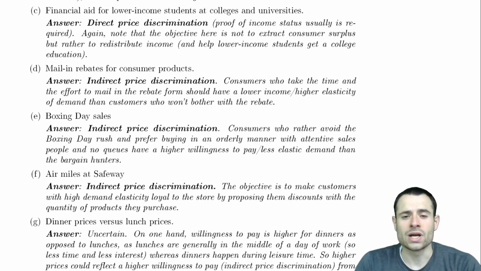That would be direct price discrimination, or third degree price discrimination. If you want to get a deduction or a discount on your tuition fees, then you will have to prove that you are part of a low income household. But here again, the objective is not really to extract consumer surplus, but rather to redistribute income, and in general to help lower income students get a college education.